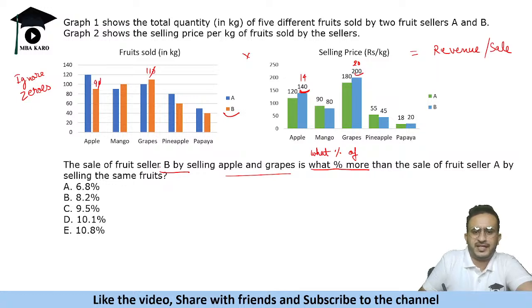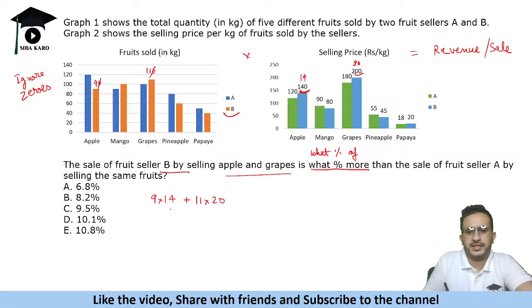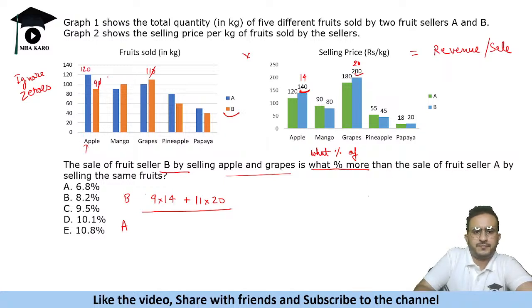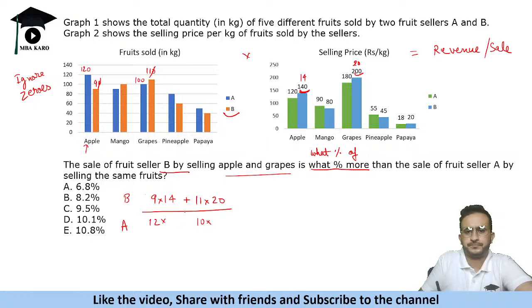So if you look at seller B, so we can say 9 into 14 plus 11 into 20. This is seller B. And seller A, we have to find for the same fruits, right? So he is selling at 120 and this is at 100. So we will take 12, we will take 10. अब कितने का बेच रहा है 12 into 12 and 10 into 18. So this is 126 plus 220 upon 144 plus 180.